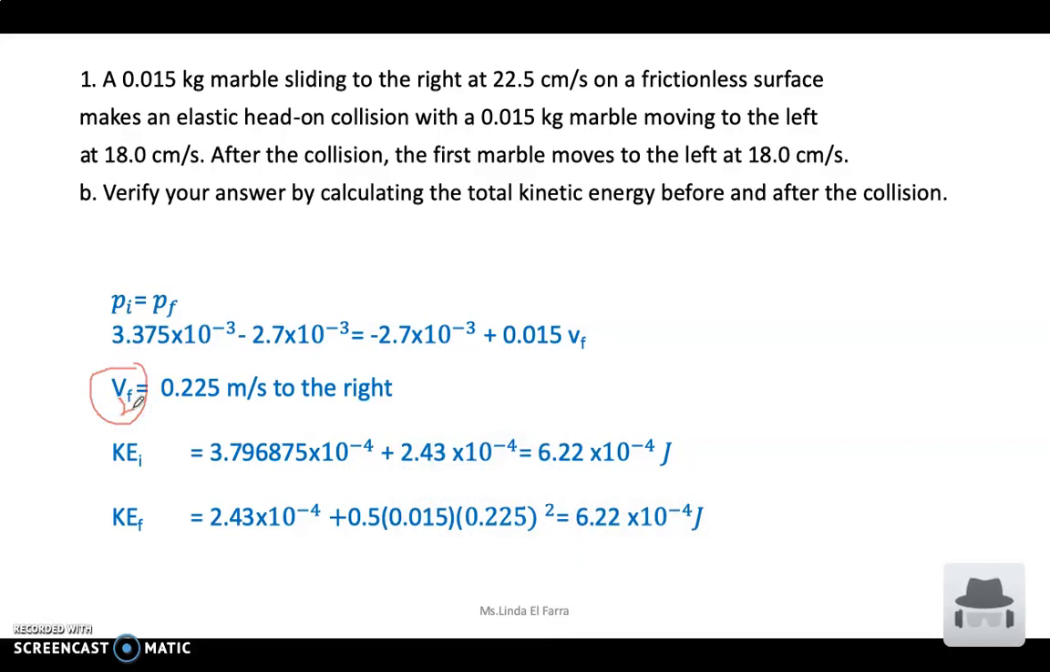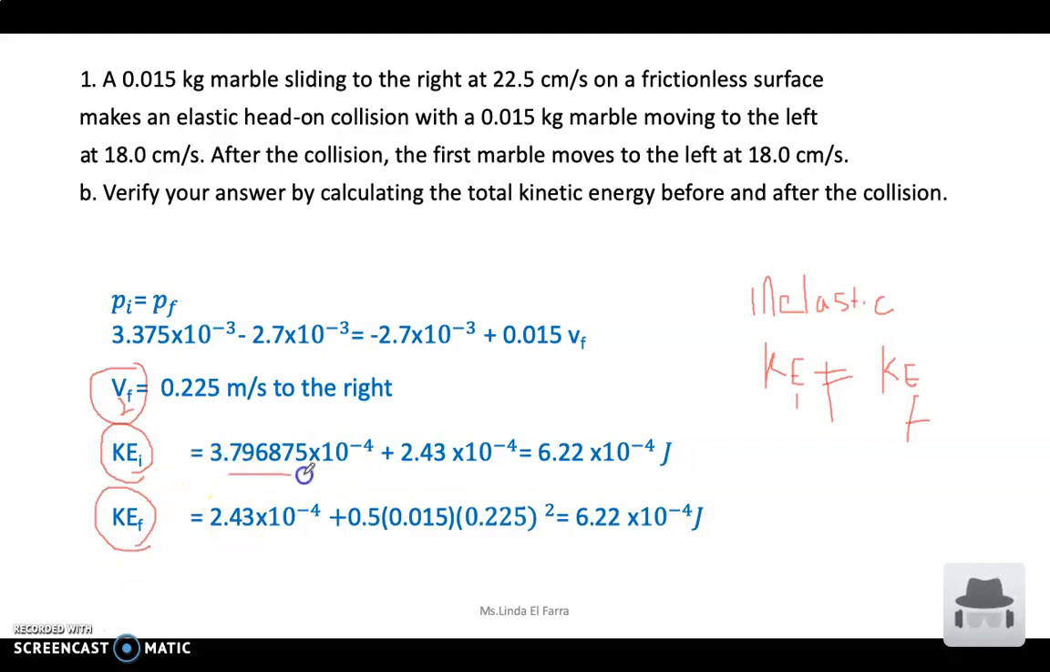Verify the kinetic energy since it's elastic. Whether it's elastic or inelastic, momentum is always conserved. But in elastic collision, the kinetic energy is also conserved. If I have inelastic, the kinetic energy is not conserved. What do I mean by not conserved? It means the kinetic energy initial does not equal the kinetic energy final. Here, since I have elastic collision, when I calculate the kinetic energy initial, it should equal the kinetic energy final.